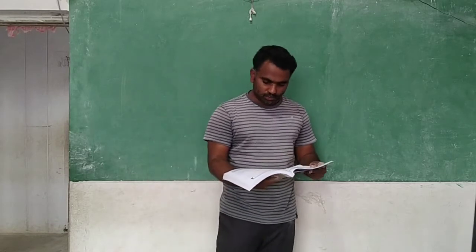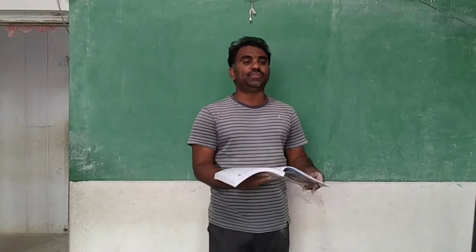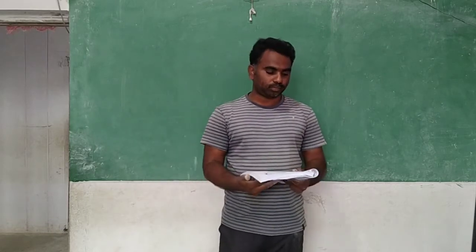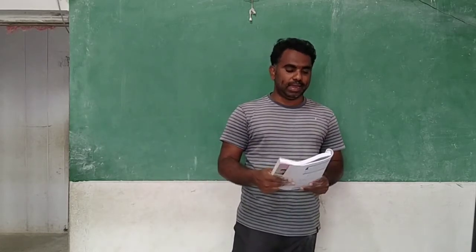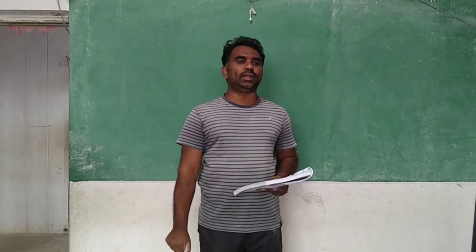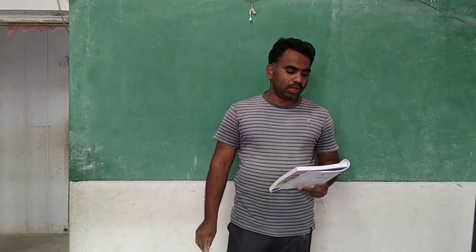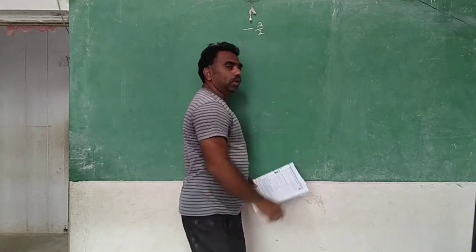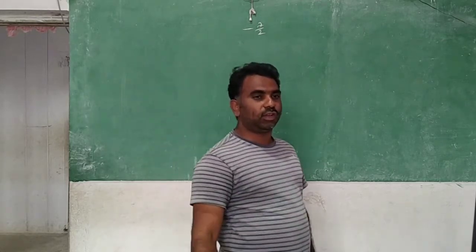Okay, now next, page number 53. Page number 53, do this. On the number line given below, represent the following numbers. Just now I already told you how to do it. First number is -7/2. It is an improper fraction.